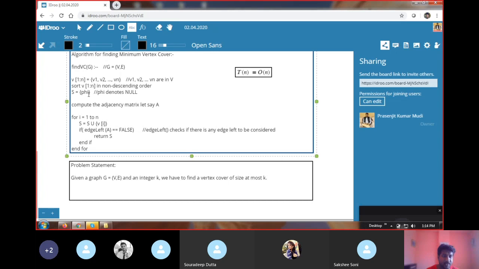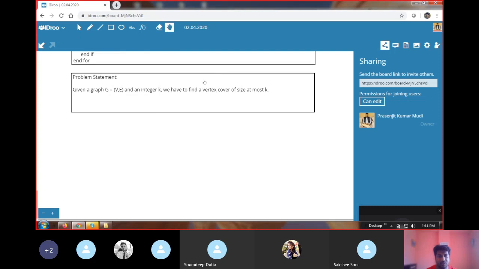Including a vertex, vertices are denoted like V1, V2, V3, right? So those vertices are being included into S. As long as there is some edge left in the graph, I continue. If all the edges are covered, I will stop.